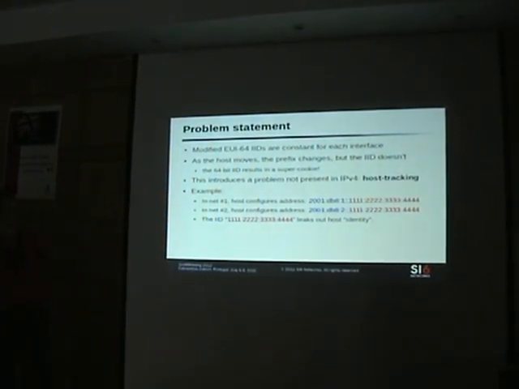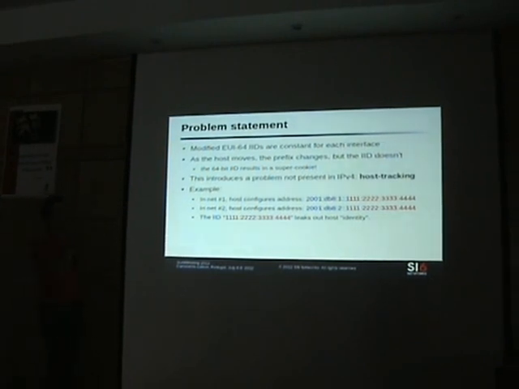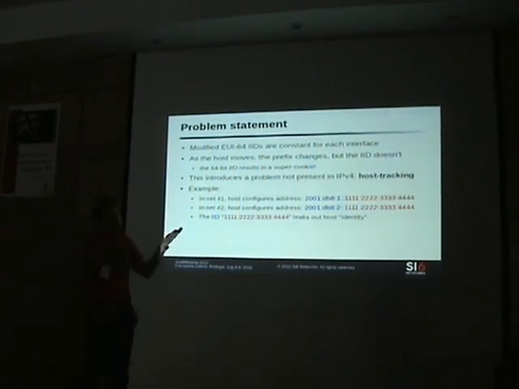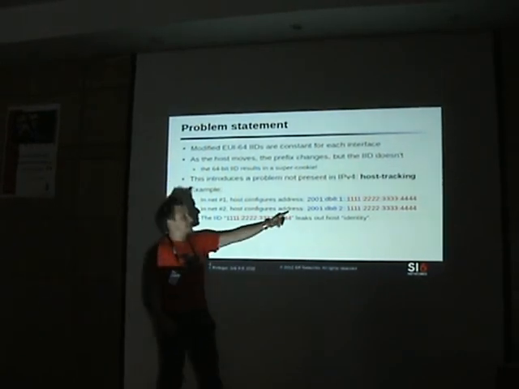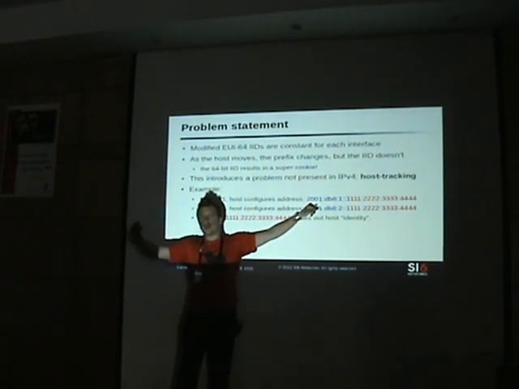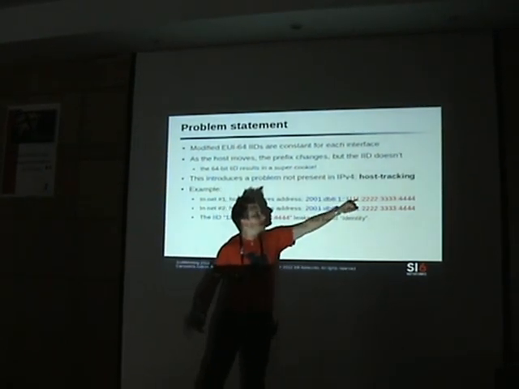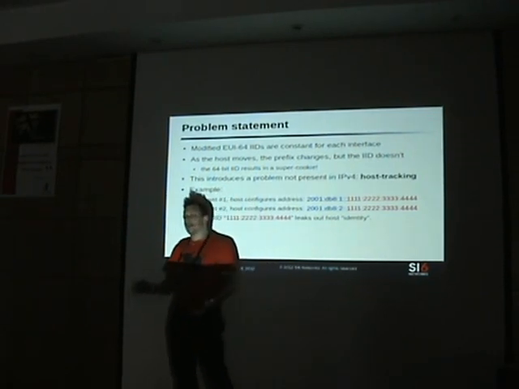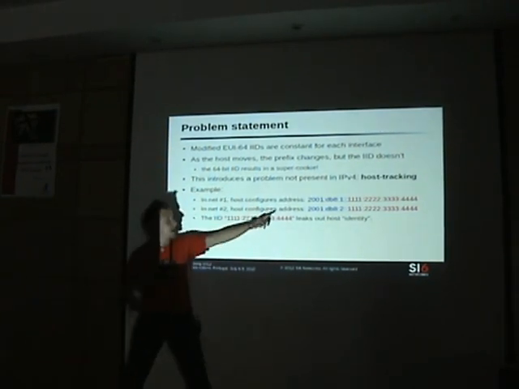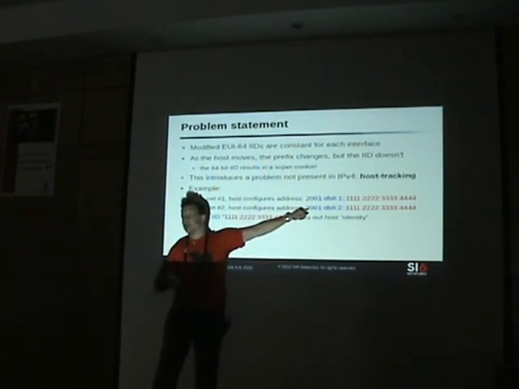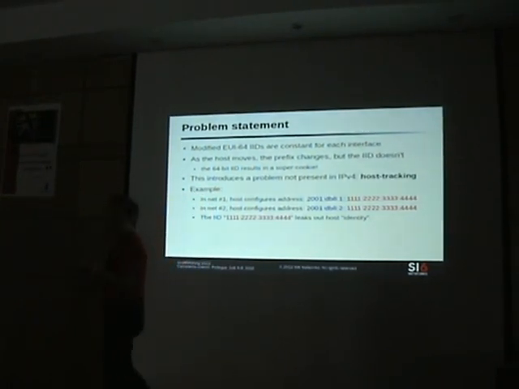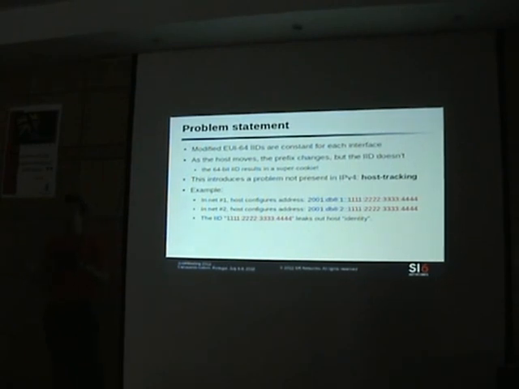So the problem with this technique or policy to generate addresses is that as you move from one network to another, the prefix is changing. Of course, you're moving from one network to another, but then the interface ID is the same on all networks. So the idea is that if, for example, I see this address and then at some other point in time I see this other address, I can tell that it's the same host that has been connected to different networks. Why?